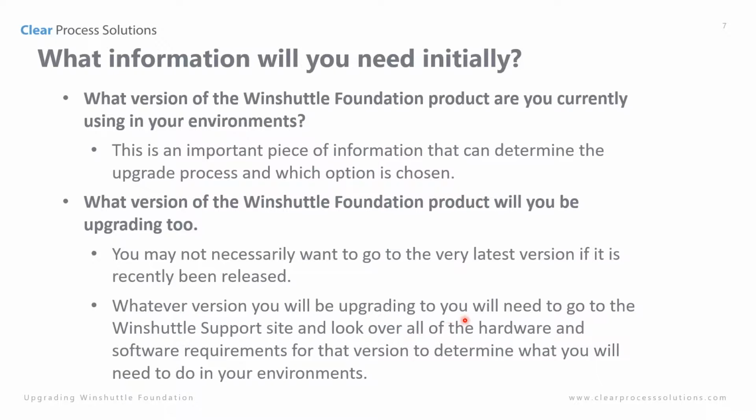Whatever version we're going to upgrade to, we certainly want to go to the Winshuttle support site and look up the hardware and software requirements for that version, because for the version you're on, those requirements may have been different. So your environment may be different than what is needed for the new version. That would then help you decide if you're going to build new environments or not. If you had an environment that was not supported, then you would have to create or build new servers for that. So that can be a big decision point: where do you want to go, and what are the requirements there.